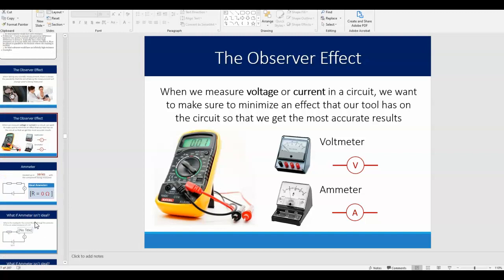If you want to test something in your car to see if there was a short circuit or if something burned out, you would use a digital multimeter.